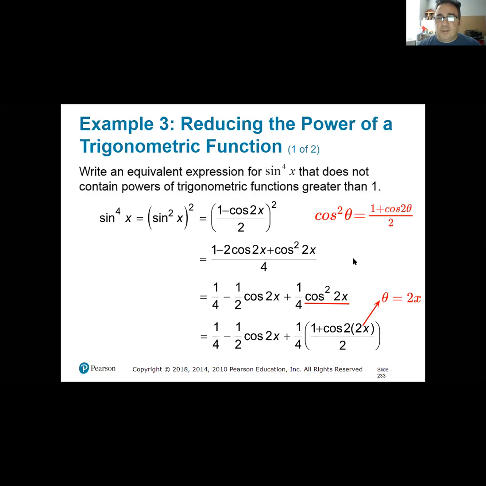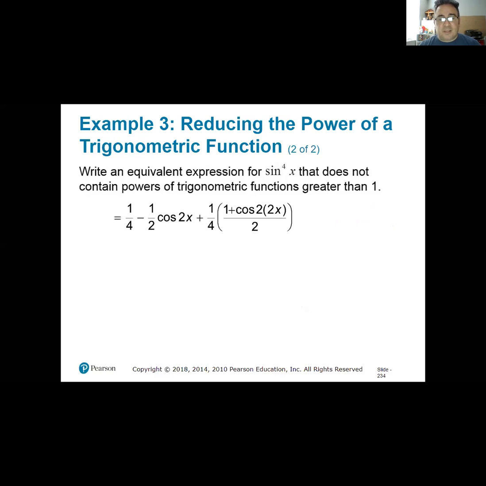So let's see what we do from here. At this point, no power is greater than 1. All my powers are 1, so I just need to clean this up. How do I clean this up? Order of operations, parentheses first. In the parentheses, I have that 2 times 2, and then I have that 1/4 times the 2 on the bottom, so that's going to give me that 1/8.